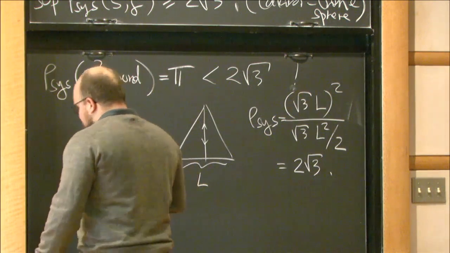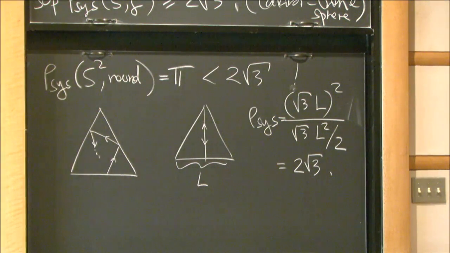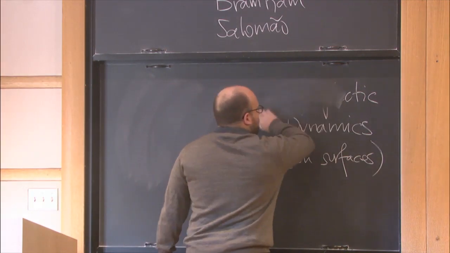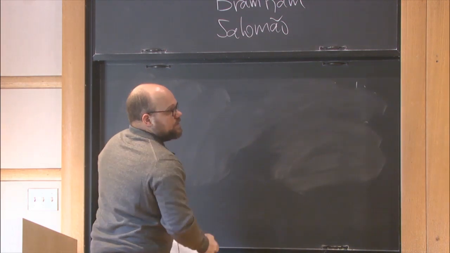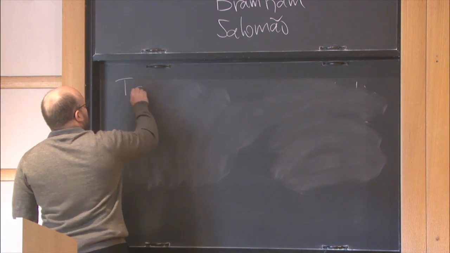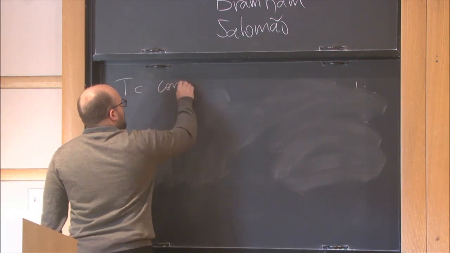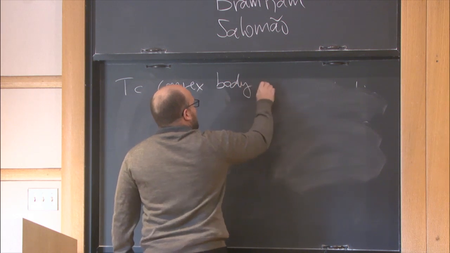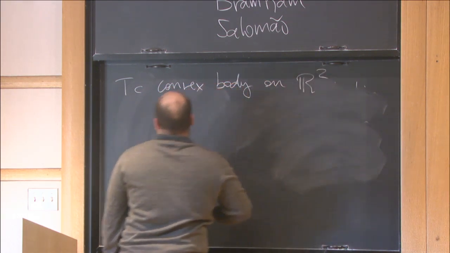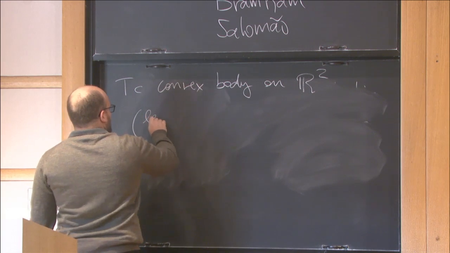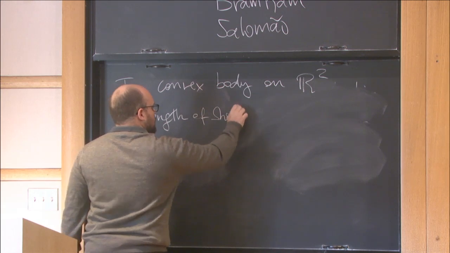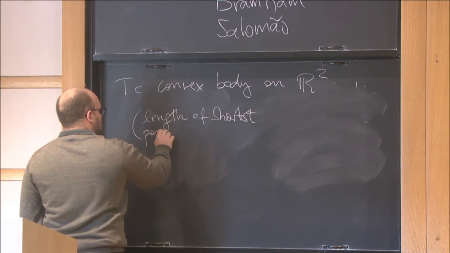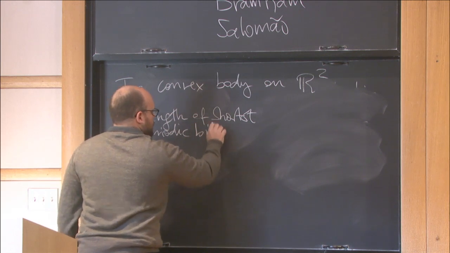Okay, so it's interesting to see the connection to billiards here, and one might ask an analogous question for billiard tables. Given a convex body in R2, one can look at the ratio of the length of the shortest periodic billiard trajectory divided by the area.